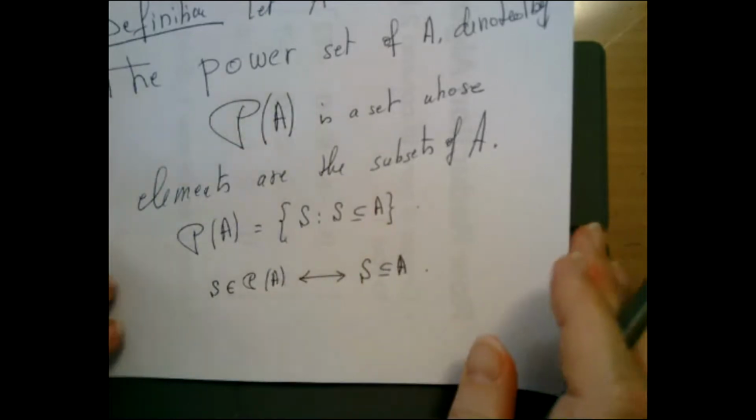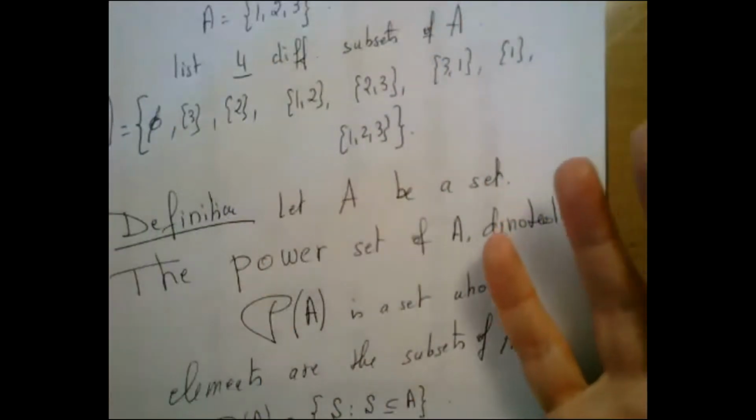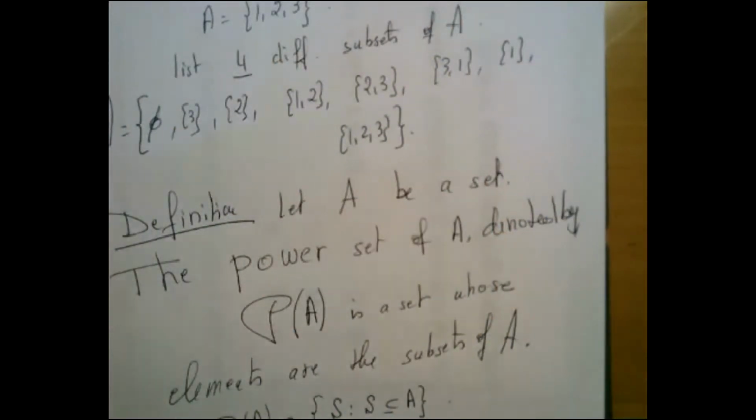So let us build some power sets and understand this idea. We have a set, it has a lot of subsets. We create a new one whose elements are those subsets. That's what the power set is. So let us do some examples. Example number one, let's just build them.